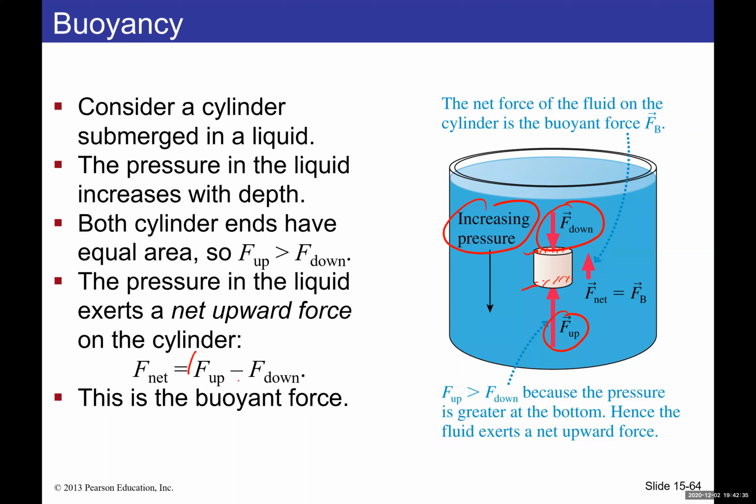So if you do F up minus F down, there's going to be a net force, and that net force is what the buoyant force equals. So the buoyant force is the difference between upward and downward forces for an object that is fully submerged. Okay. This is known as a buoyant force, and we're going to put F sub B representing that buoyant force.